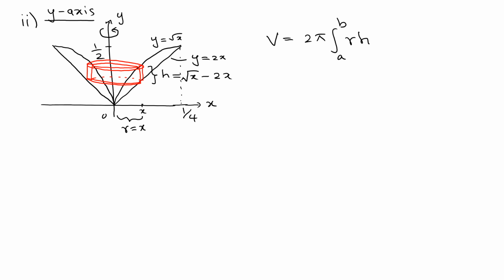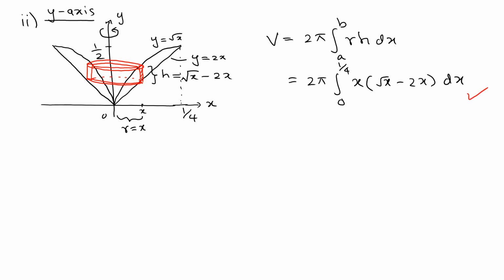You can see the thickness is going in the x direction. That's why we solve for x. So it is a dx problem here. Let's plug in. It is 2 pi, the x value is going from 0 to 1/4, and the radius is x. The height is square root x minus 2x, dx. So that is the complete integral for the volume.